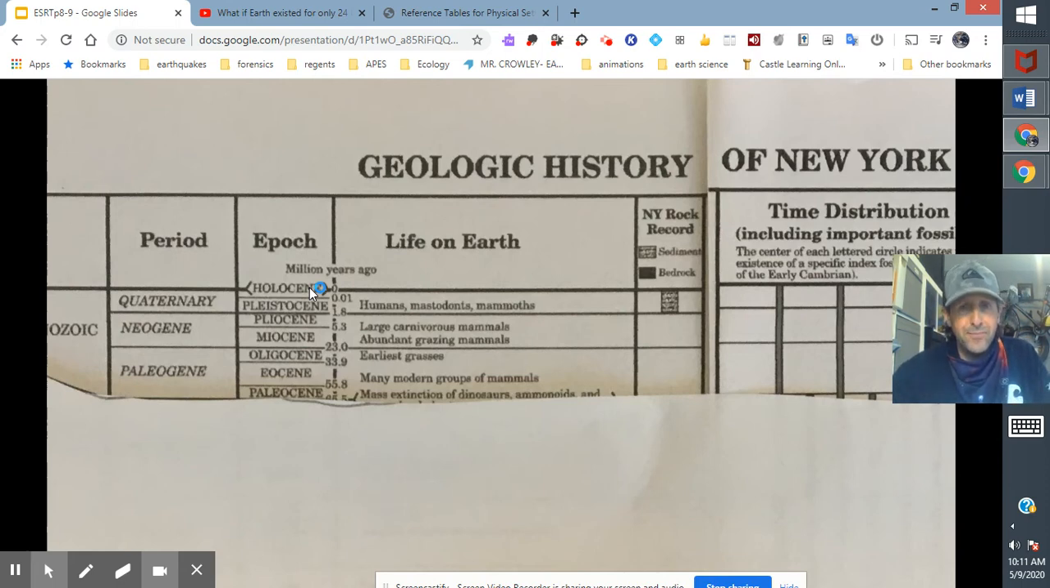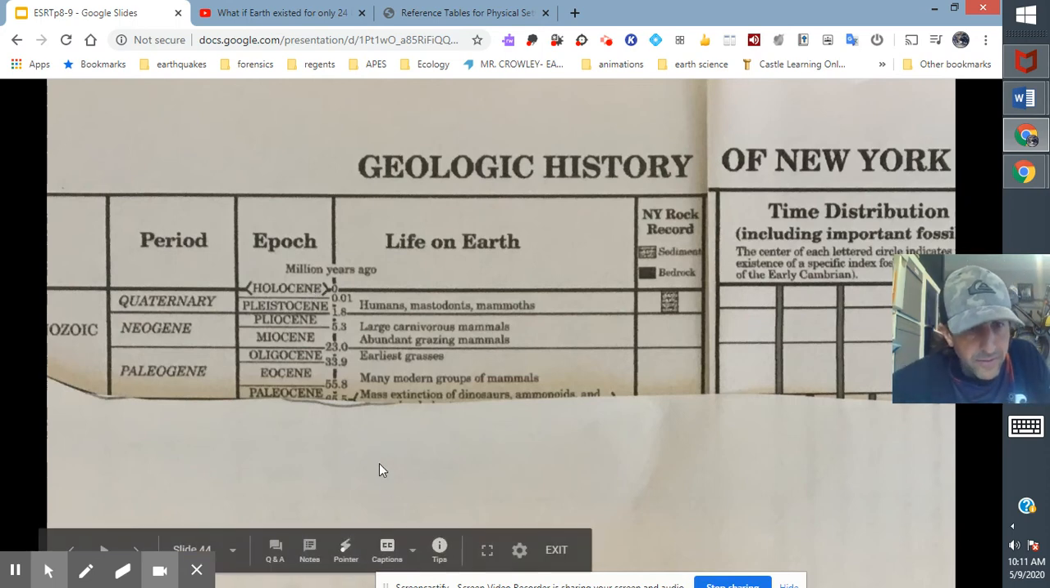And some people actually might argue that we're past the Holocene because we're entering into another mass extinction. I'm not going to talk about that. You take AP Environmental Science, we'll talk about that. Okay, but this is the era that we live in, the recent era here.